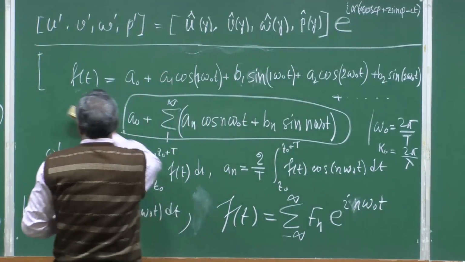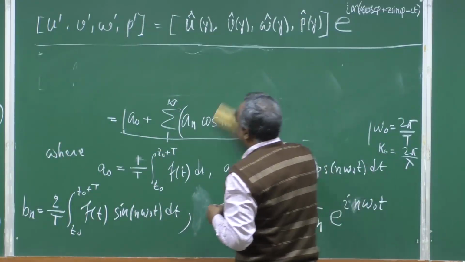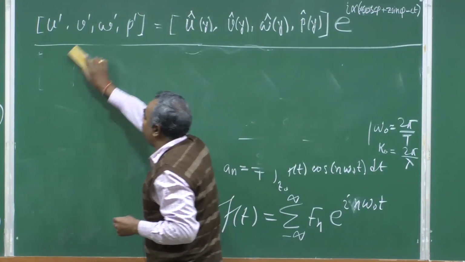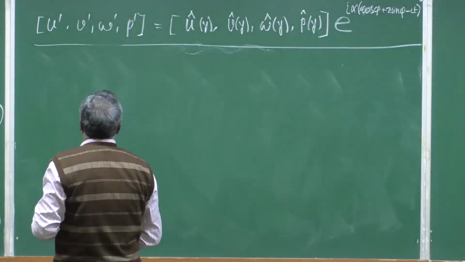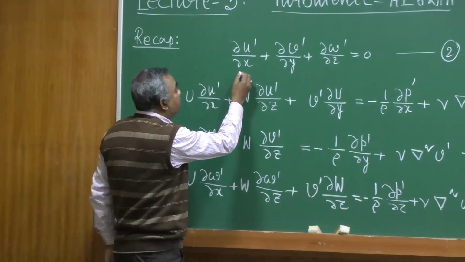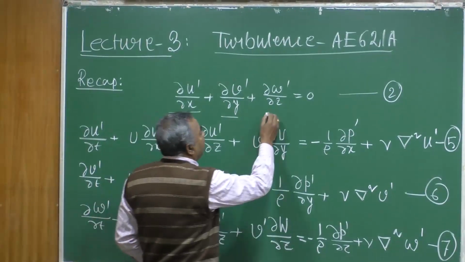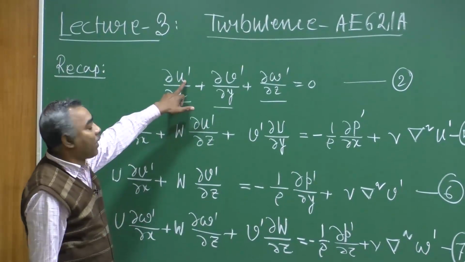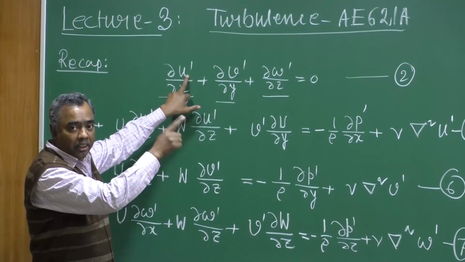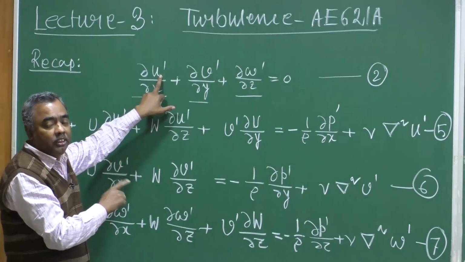After considering this particular disturbance form, let us see how we can simplify equations 2, 5, 6 and 7. Equation 2 is del u prime del x, plus del v prime del y, plus del w prime del z. So, u prime in terms of normal mode can be written as u hat into exponential i alpha into x cos phi plus z sin phi.